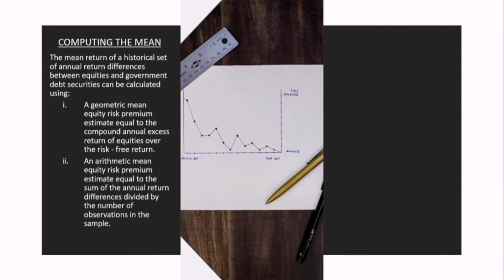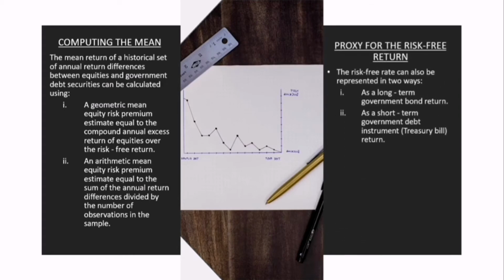Computing the mean. The mean return of a historical set of annual return differences between equities and government debt securities can be calculated using a geometric mean, equity risk premium estimate equal to the compound annual excess return of equities over the risk-free return, and an arithmetic mean, equity risk premium estimate equal to the sum of the annual return differences divided by the number of observations in the sample. Proxy for the risk-free return: the risk-free rate can also be represented in two ways, as a long-term government bond return or as a short-term government debt instrument return.